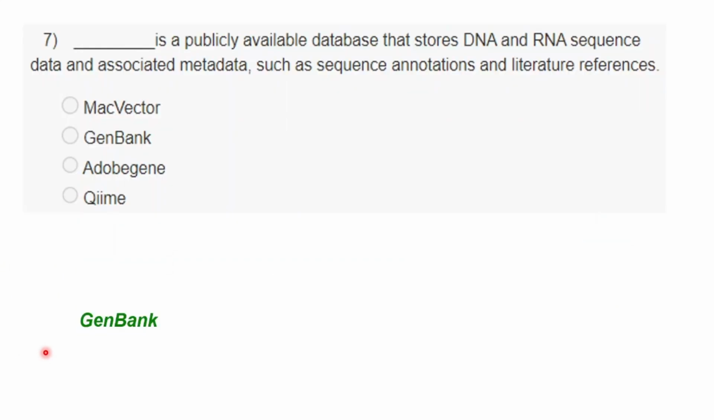If we talk about the other, I had forgot to add pictures anyway. If we talk about the other three terms. So what is MacVector?